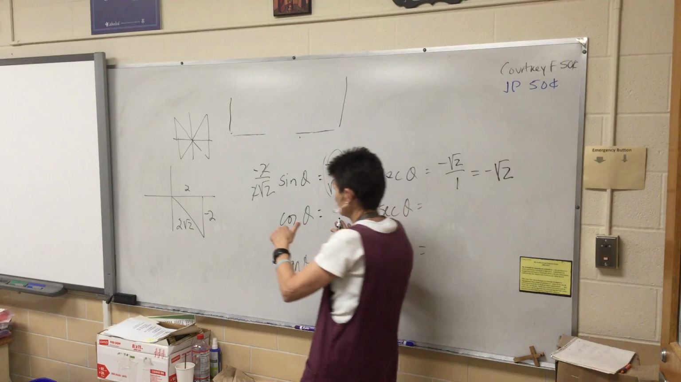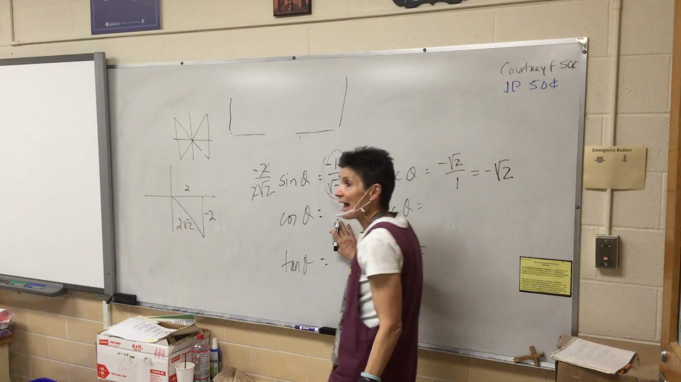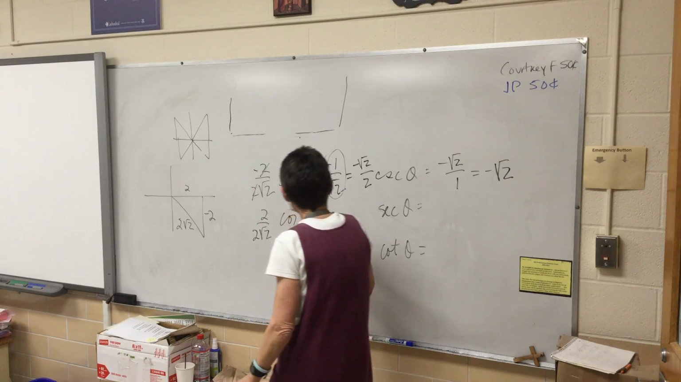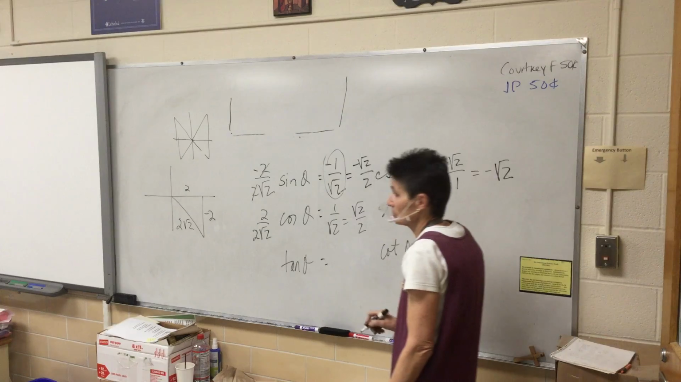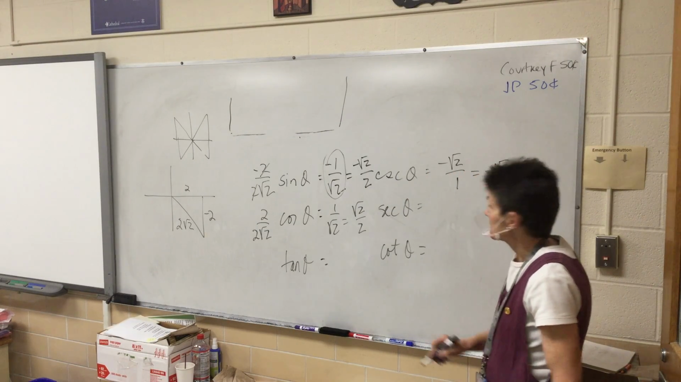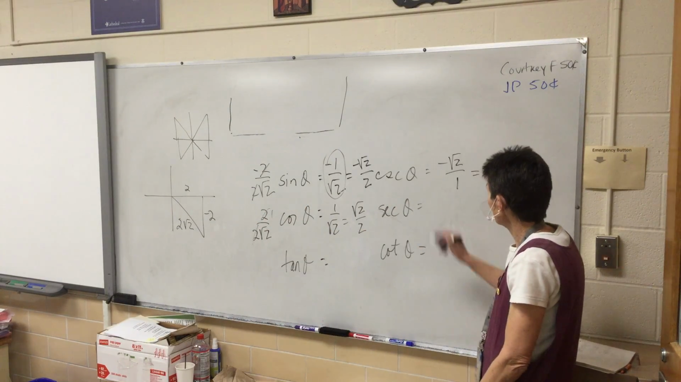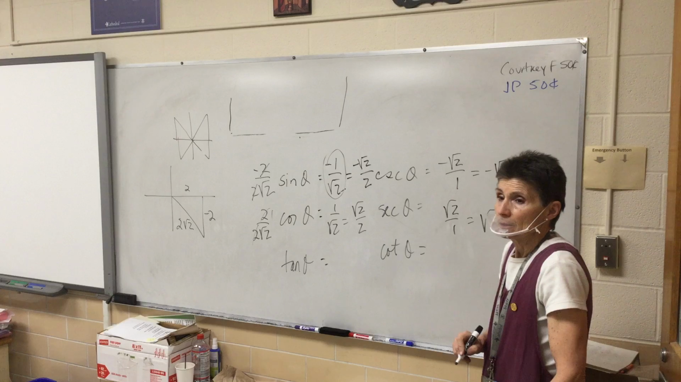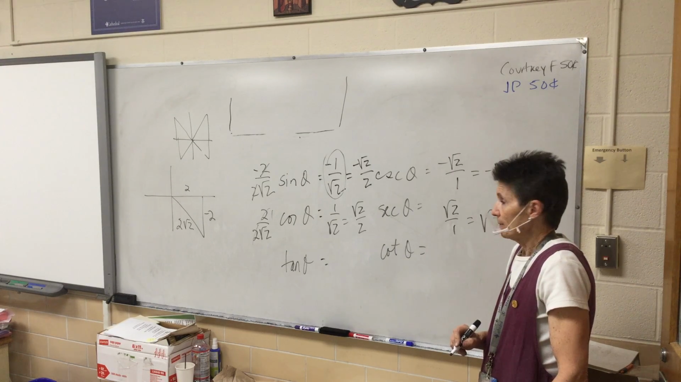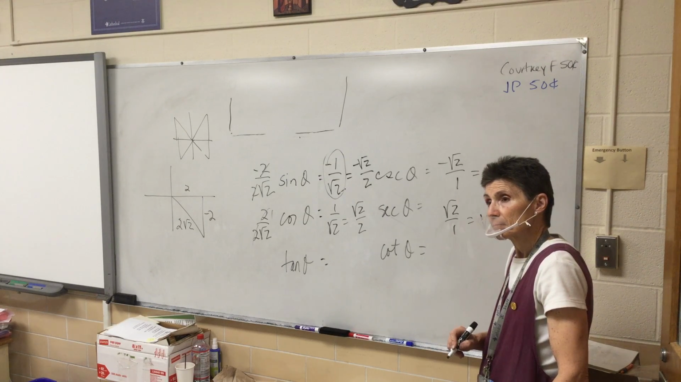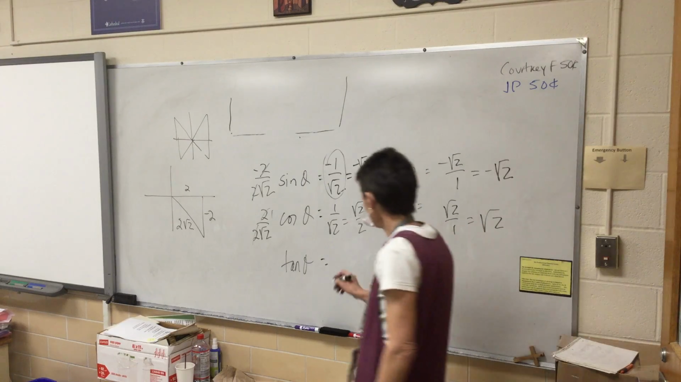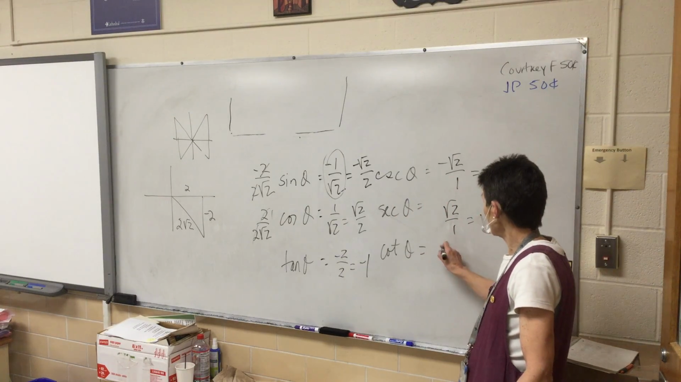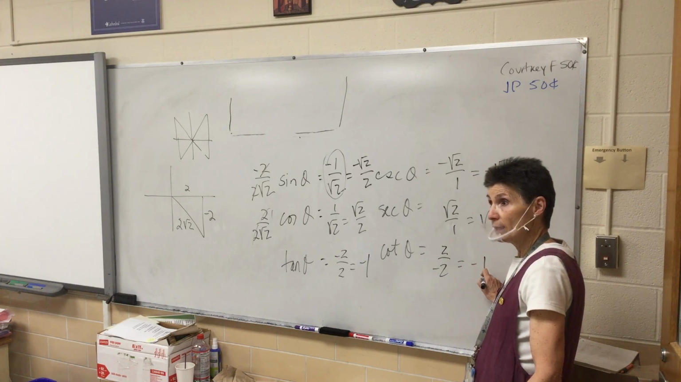Now what about my cosine? Won't my cosine be exactly the same thing, only positive? So it's going to be 2 over 2 root 2, which is 1 over root 2, or root 2 over 2. Exactly the same situation. And then the secant will be root 2 over 1, or root 2. And what about my tangent? Negative 2 over 2, which I'm just going to write as negative 1. And then the reciprocal will be 2 over negative 2, which is also negative 1.